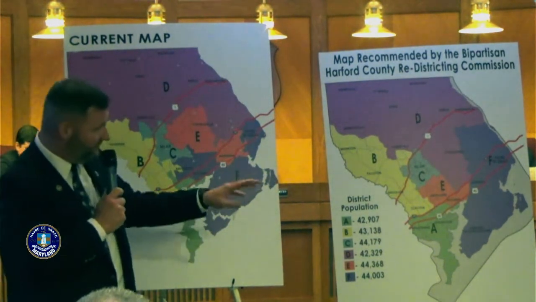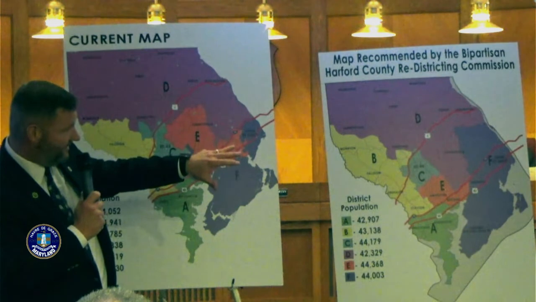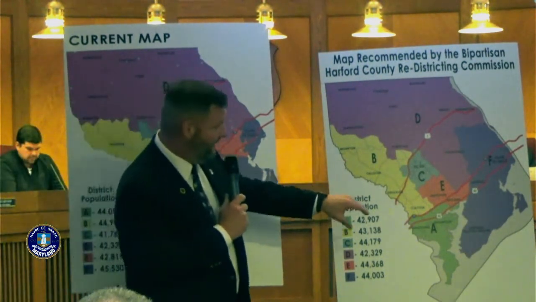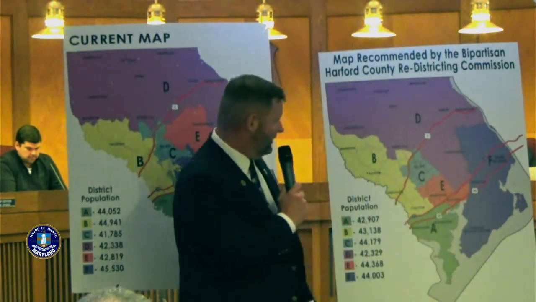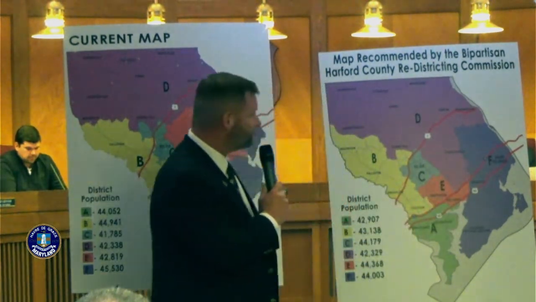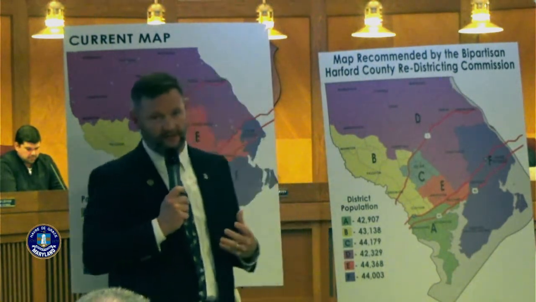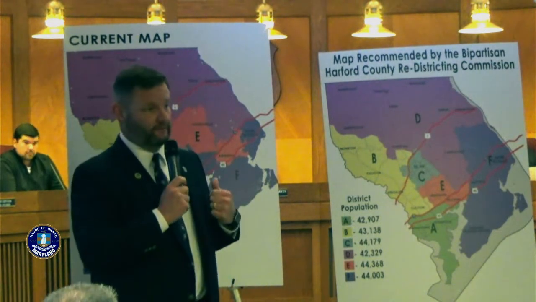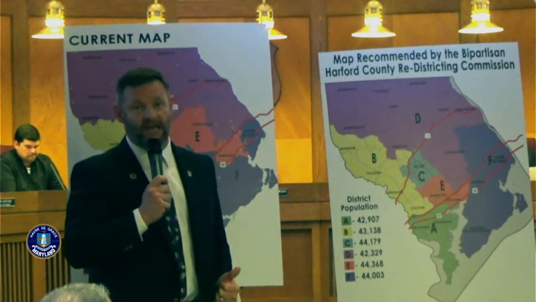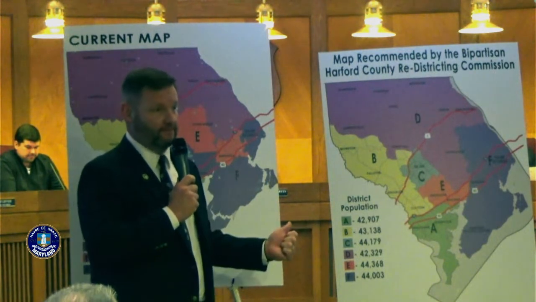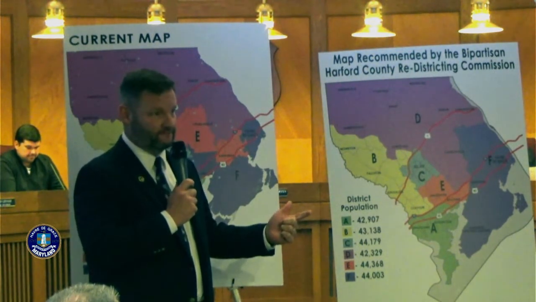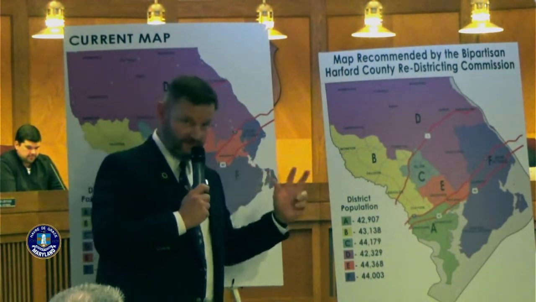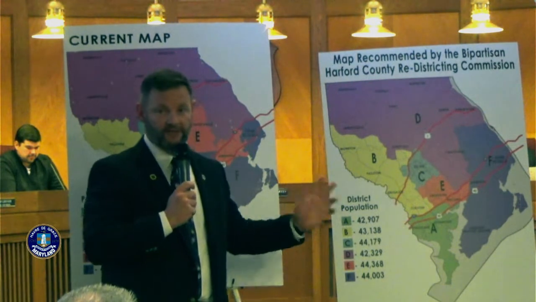I need to go on record by telling you, not only was Havre de Grace and Aberdeen supportive of it, but Bel Air supported it too, because it cleaned them up and they supported our map as well. It also cleaned up Aberdeen and Belcamp and made it more tight, more compact. The communities make sense. In fact, this was so supported that our council and Aberdeen's council voted unanimously back in September to support this map. So you have 2 mayors, you have 2 legislative bodies support it, you have the town of Bel Air support this, and you had the Redistricting Commission support this.